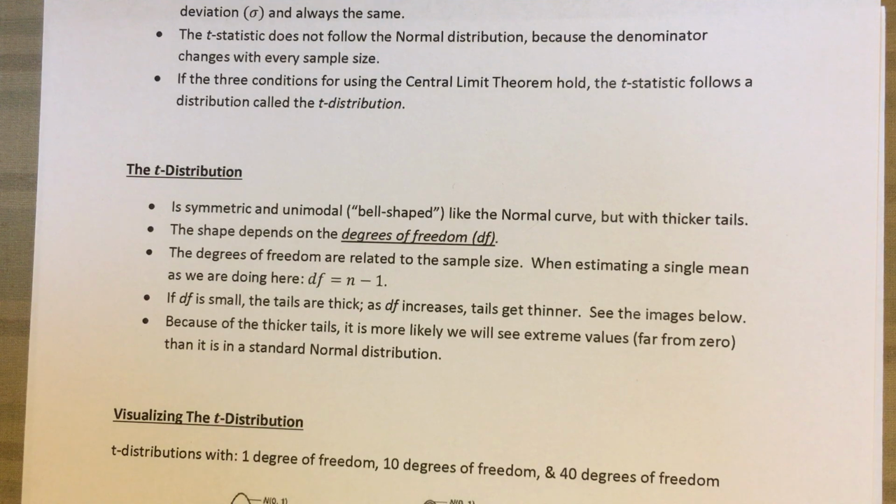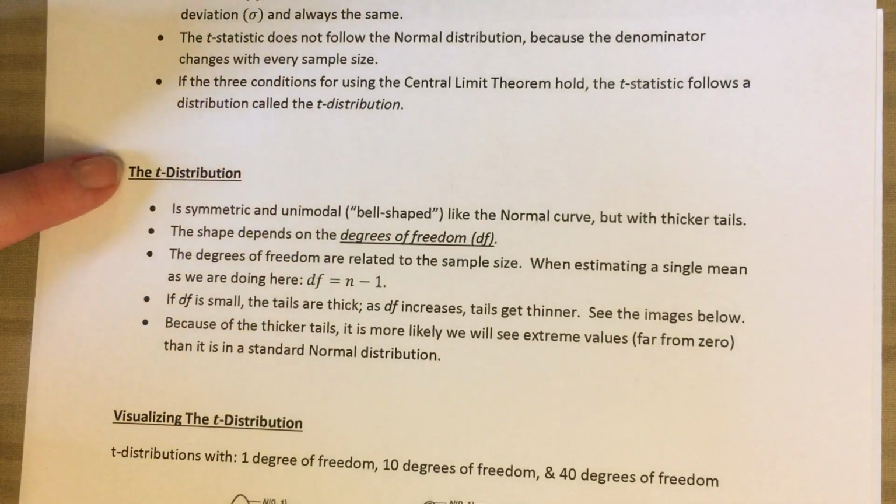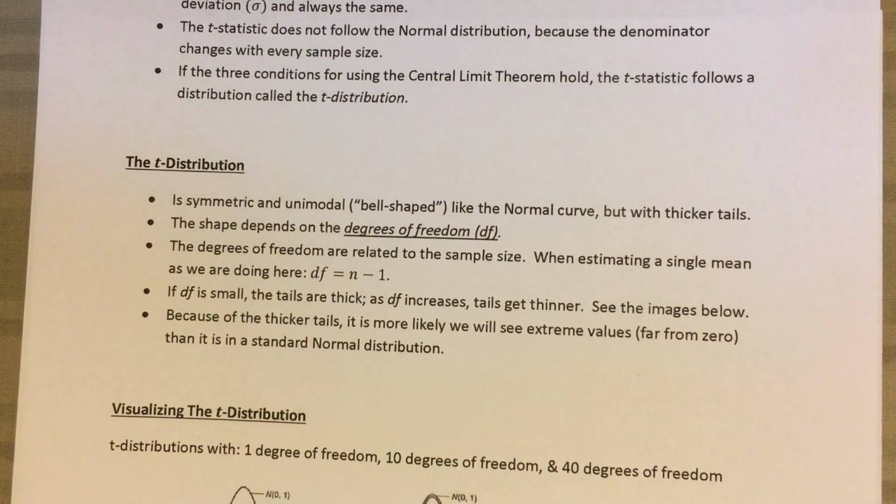Our degrees of freedom is our sample size minus 1. So when we see degrees of freedom, that's what that is referring to. If our degrees of freedom are small, the tails are thick. As the degrees of freedom increases, our tails get thinner. And we're going to look at a couple of images down at the bottom of this page to show what we mean by the first statement and this statement here.